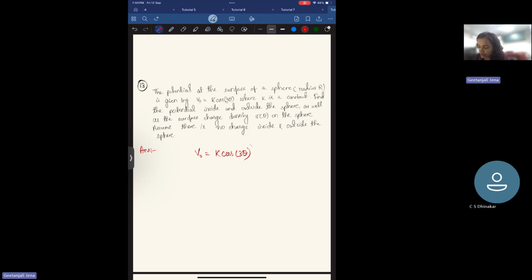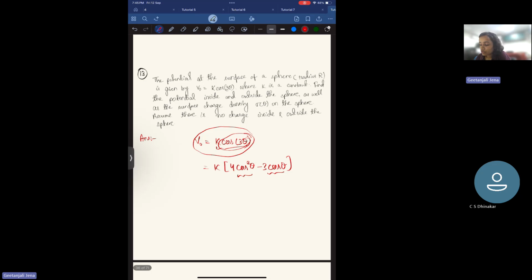So first, let us simplify V0. Let us write V0 in terms of the Legendre polynomial. So V0 is K cos 3θ. If you simplify K cos 3θ, you will get K (4 cos³θ minus 3 cosθ). And if you recall the Legendre polynomials, this is quite similar to P1(cosθ), and this can be related to P3(cosθ). How these are related, we don't know for now.